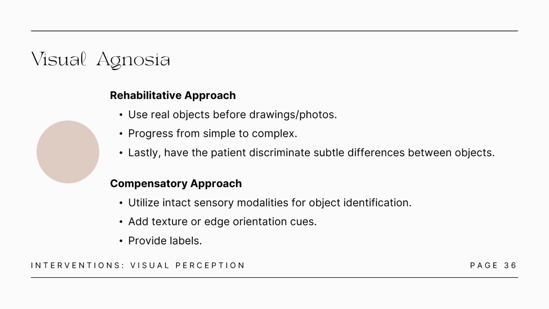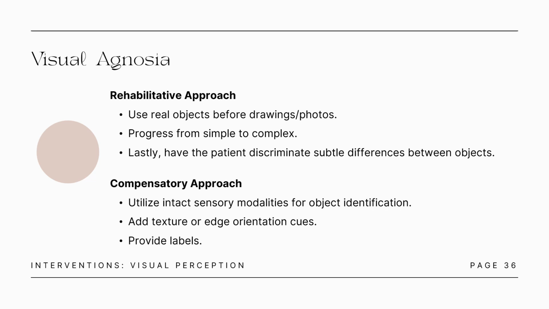Real objects are going to be more easily recognizable than drawings or photos, so default to using real objects. When matching, for example, hold a toothbrush and ask them to find theirs, rather than just showing a picture of a toothbrush. Next, progress from simple to complex. The bicycle example from earlier is an example of complex. Start maybe with an apple and work toward bicycle. Lastly, work with similar objects and have the patient notice subtle differences between them.